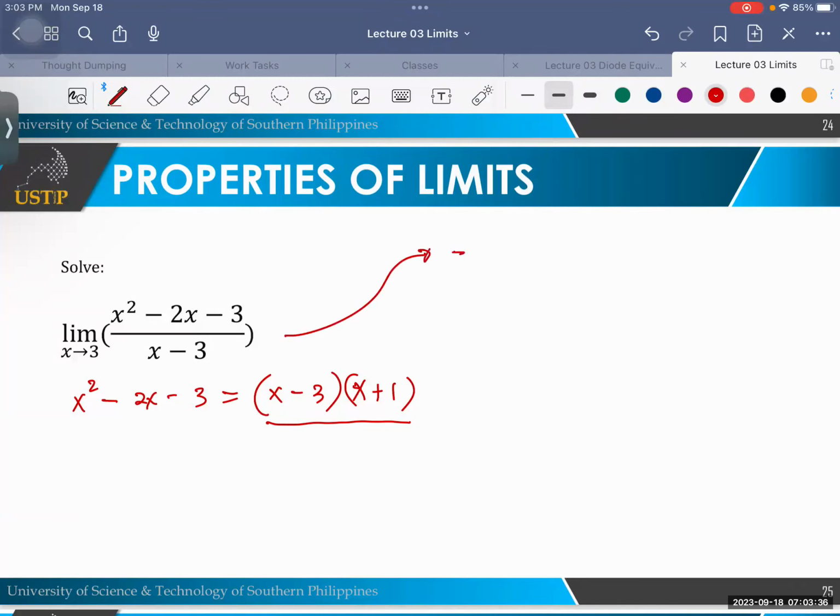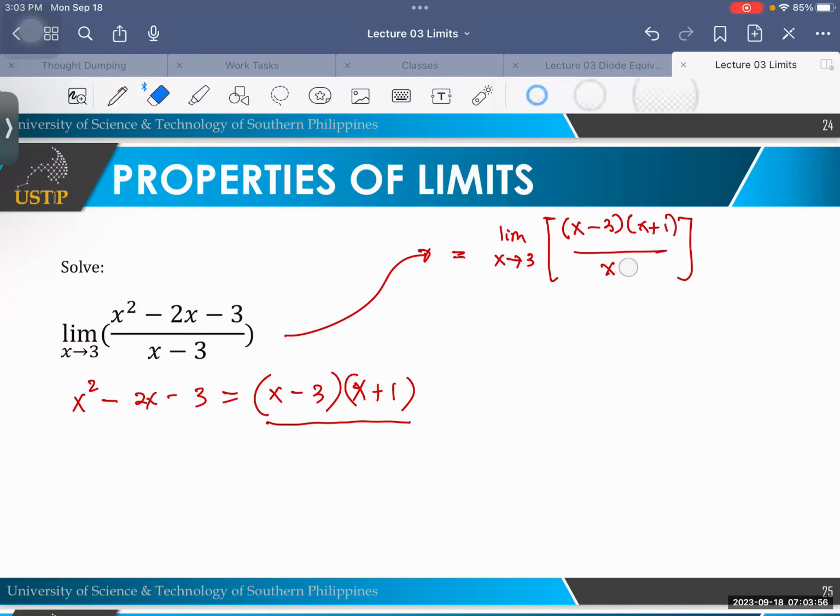Rewrite the function. That will be the limit, as x approaches 3, of x minus 3 times x plus 1, all over x minus 3. So what happens here, you have the same factor x minus 3 in the numerator and denominator, so we can cancel that out. Cancel x minus 3. That leaves us with the limit of x plus 1 as x approaches 3.